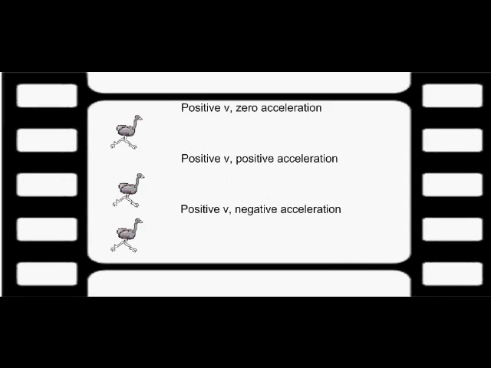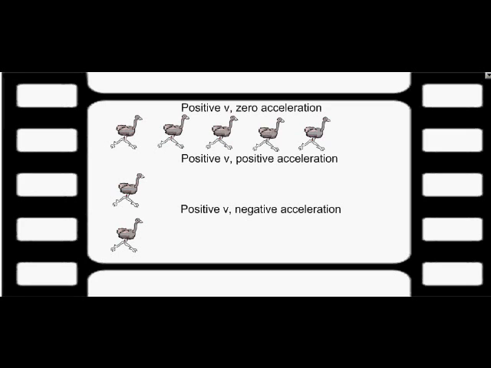To describe accelerated motion, let's take a look at a common everyday ostrich. The ostrich that has a positive velocity and zero acceleration will move off to the right, from left to right, in equal amounts each second. Each ostrich is equally spaced from the one before.